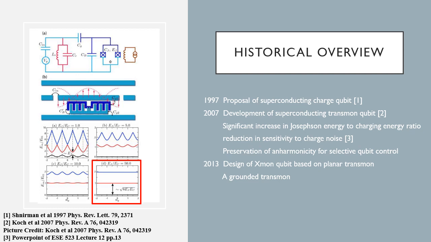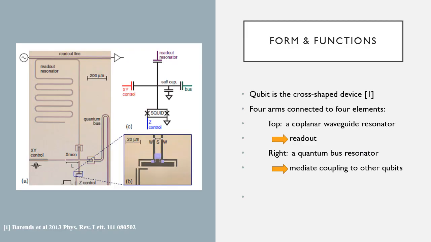In 2013, Barends and his colleagues designed the Xmon qubit based on the planar Transmon qubit. Although there are some other differences, which we will discuss later, the Xmon qubit is like a grounded Transmon. The qubit is given the name Xmon because of the cross-shaped qubit capacitor. The 4 arms of the qubit capacitor connect to separate elements, each having a different function.